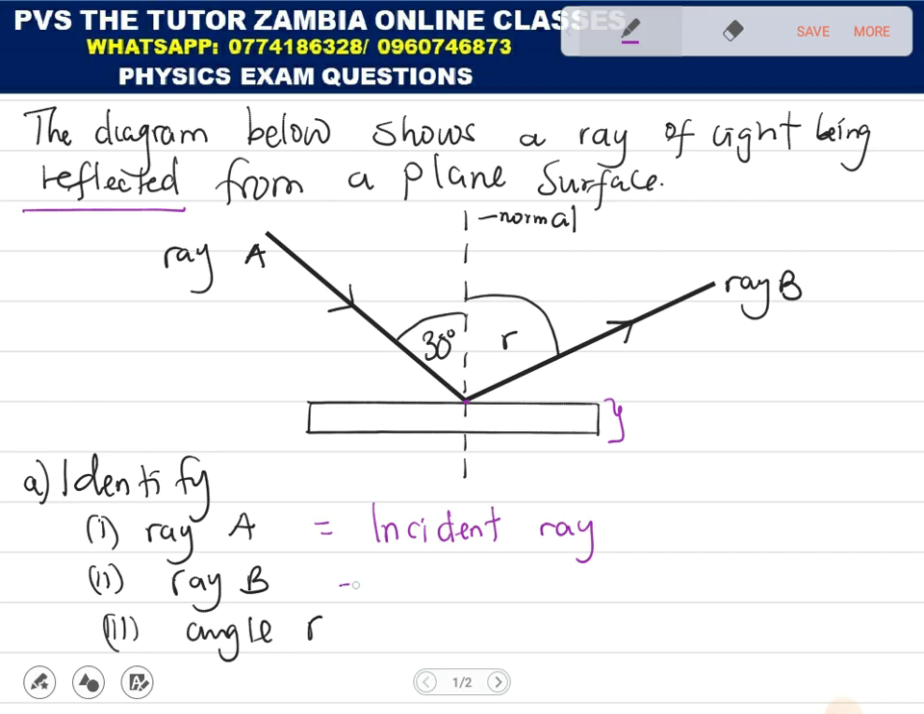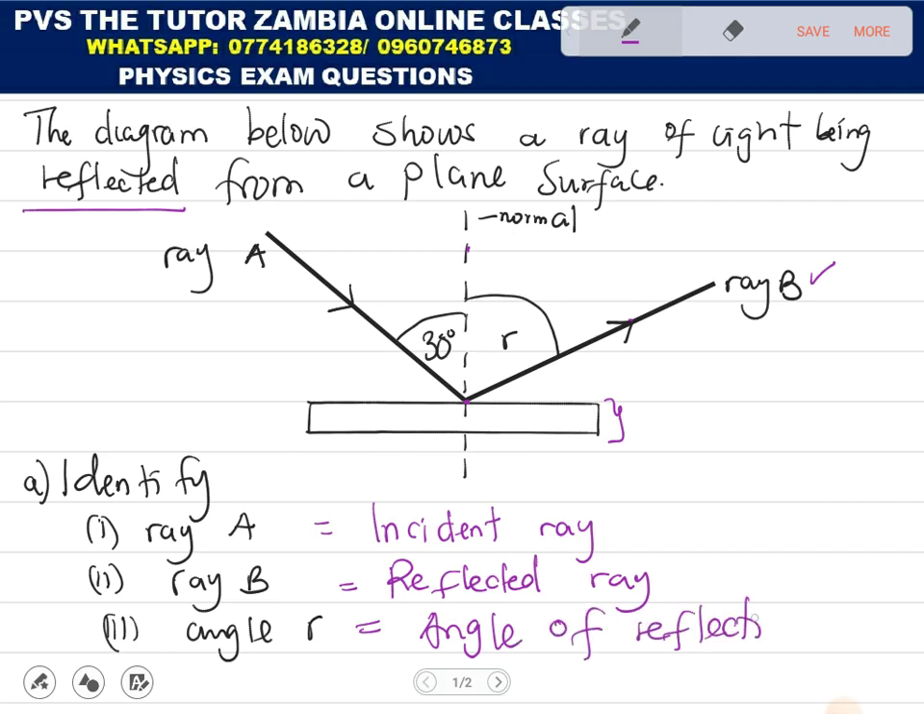Number two, ray B. Remember, this ray is coming out of the surface, so it's being reflected now, so we call it the reflected ray. Not reflection ray, but reflected ray. Angle R, because this angle is between the normal and the reflected ray, we call it the angle of reflection. That's what we call it.